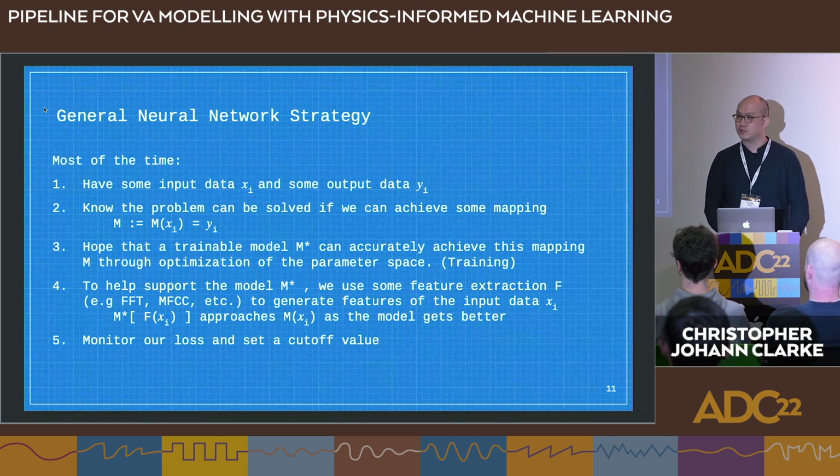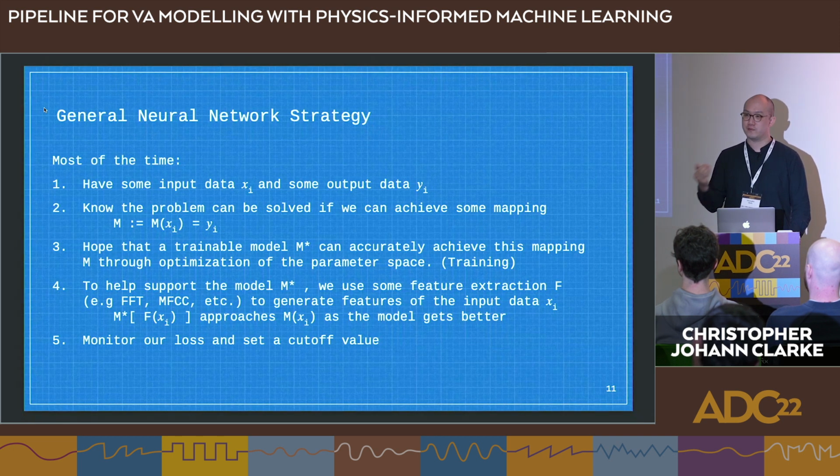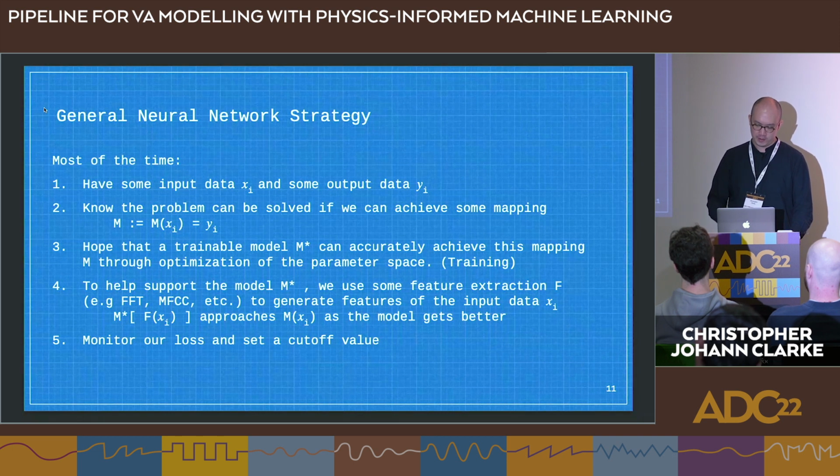And some people call this training. To help support the model, especially in audio-related tasks, majority of the times, not in real-time environments, we use some feature extraction methods to generate features of the input data x sub i, and it might be easier for the model to achieve the mapping M if it was from a different feature space. And finally, we train and monitor our loss, and at some point, the model can no longer provide a lower loss per unit of time than we have, and we set that as the cutoff point. Right?